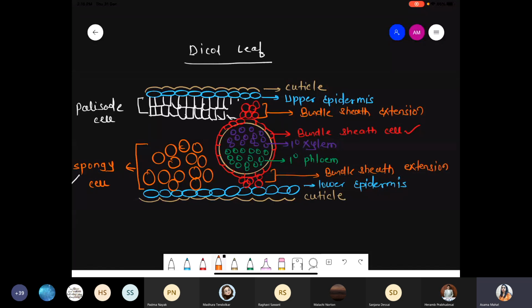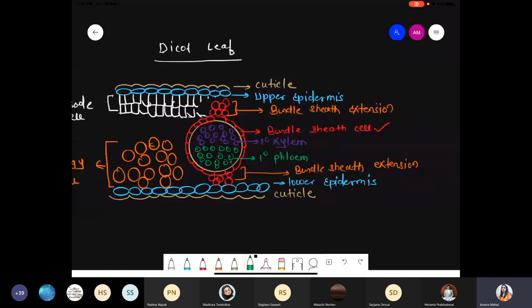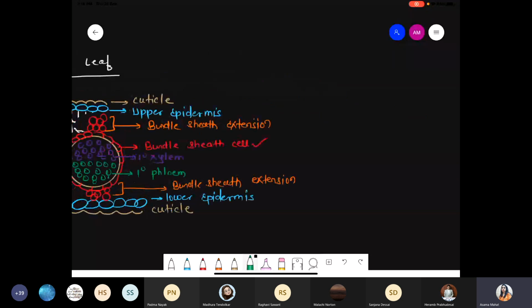Bundle sheath extension means what? Normally a single layer is present, but sometimes in the monocot, from a single layer they can form a multi-layer, two, three, or four layers, depending on the condition. So bundle sheath extensions are mostly present in the monocot. Got it? Because in the monocot there are no palisade cells or spongy cells; commonly only mesophyll cells are present. So if you want, you can write down here: such bundle sheath extension is present in the monocot leaf.